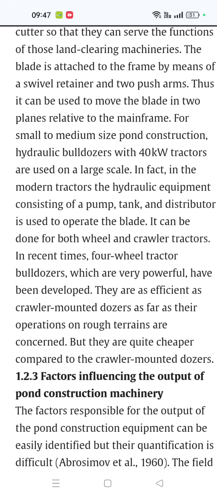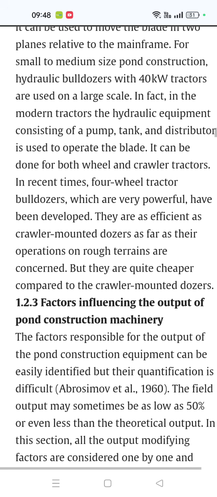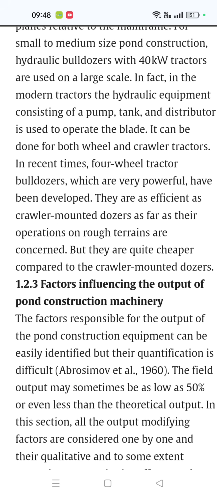Hydraulic bulldozers with 40 kilowatt tractors are used on a large scale. In fact, in the modern tractor, the hydraulic equipment consisting of a pump, tank, and distributor is used to operate the blade. It can be done for both wheel and crawler tractors.